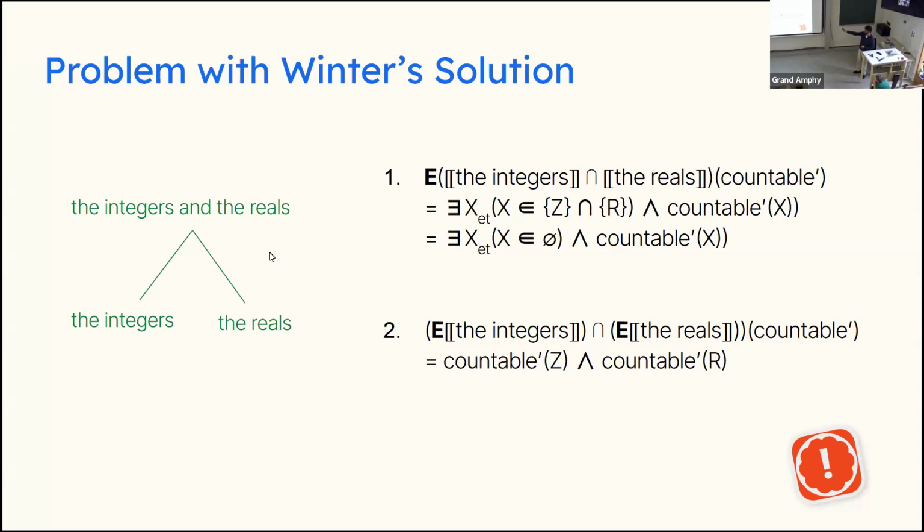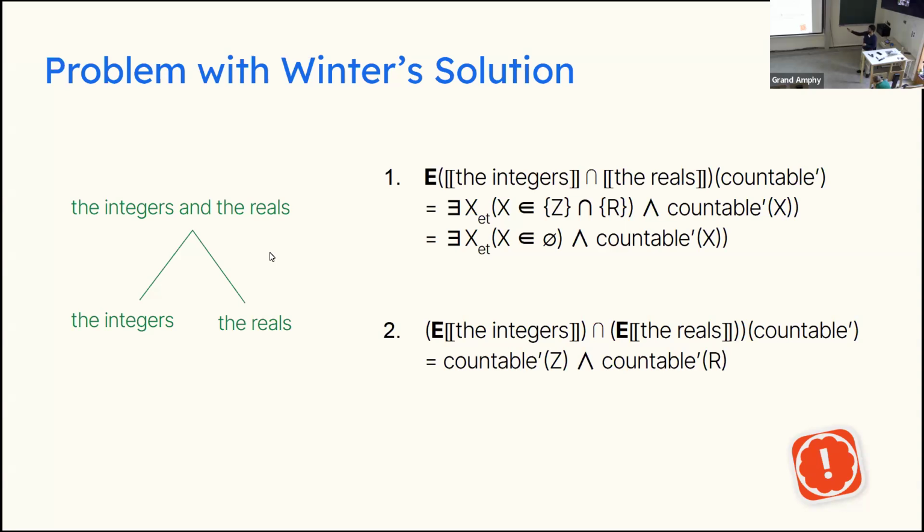The second reading is true, that you can apply E to the integers and take the intersection with either reals and countable. It produces the correct sentence, but there are also other readings that we get. One of them is reading number 1, which is false for obvious reasons, because it says that there exists a set et which belongs to the empty set which is countable. So the problem here is that the syntactic machinery doesn't block unintended readings, and we get like 2-3 different readings.